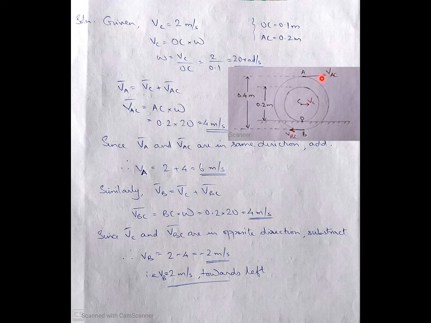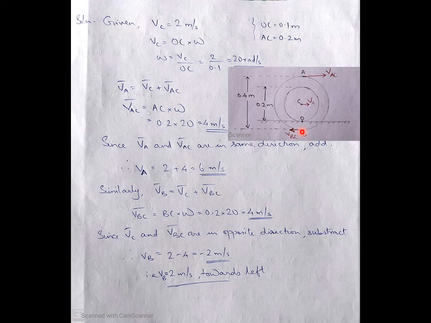Now velocity of AC will be equal to AC into omega. AC distance is known to you. Omega is also known to you. So you will be getting VAC as 4 meter per second. Now velocity at point A will be equal to summation of these two. Since both are in the same direction, velocity of A will be VC plus VAC, which is VC is 2, VAC is 4. So you will be getting 6 meter per second.